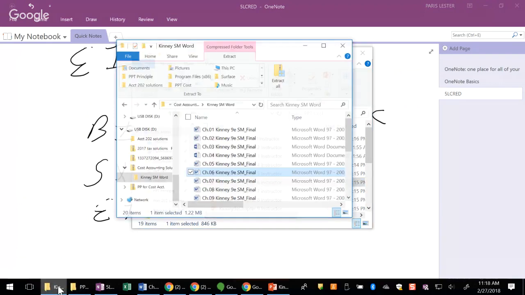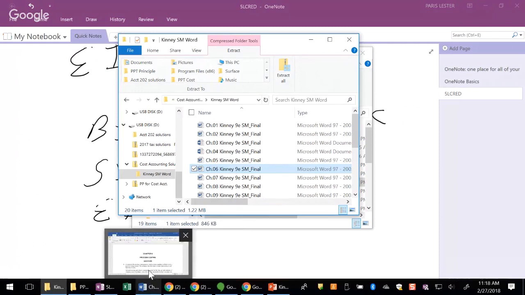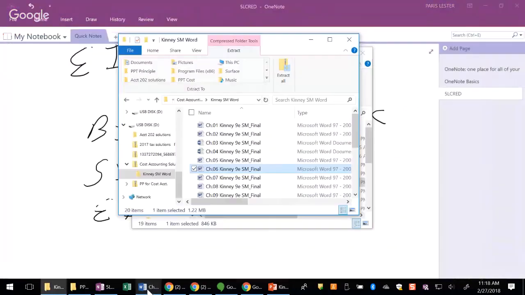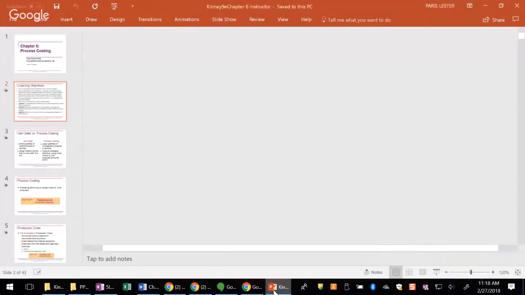Second, what was CC? Conversion cost. Well, I don't know where I'm at on this thing up here, but there it is.